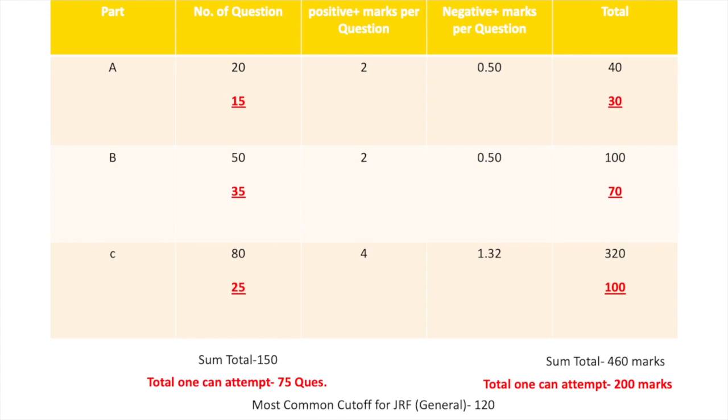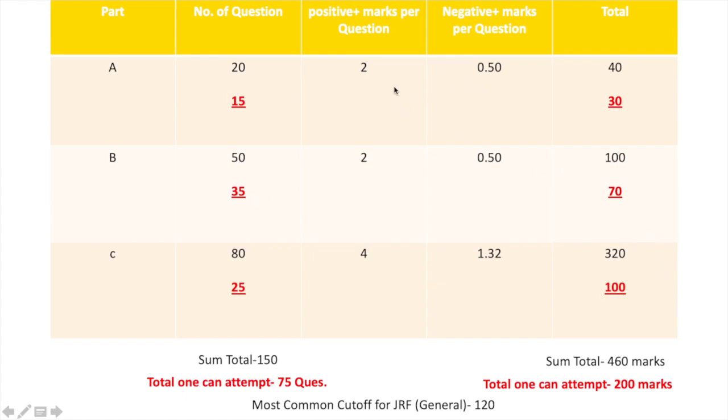I will give you a different perspective of the CSIR paper. Here we have three sections in the paper, A, B, C. In part A, the total number of questions is 20, out of which we have to solve any 15, and by solving 15 questions you will get 30 marks, while the total is 40. Similarly for part B, we have 50 questions, out of which we have to solve any 35. By solving this, you will get 70 marks.